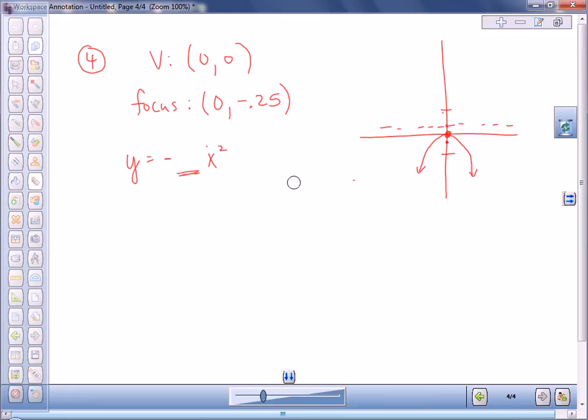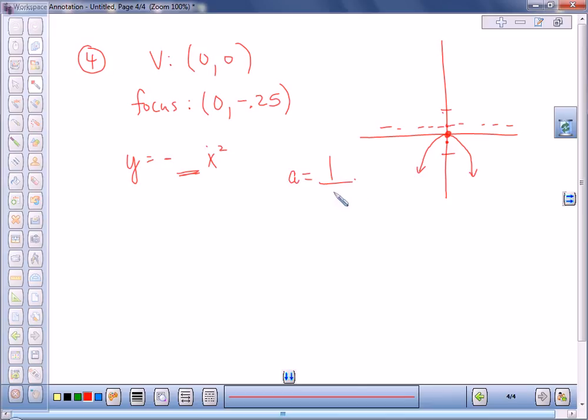Okay, so since A is 1 over 4P, all we have to do is plug that P in. So we have 1 over 4 times the 0.25. And 0.25 times 4 is 1. So it's just a -1 here. And you don't even need the 1. You could just write y equals -x squared.